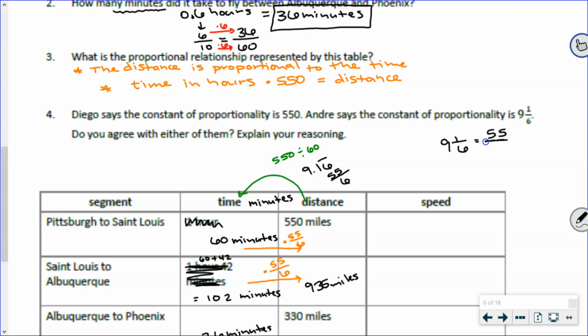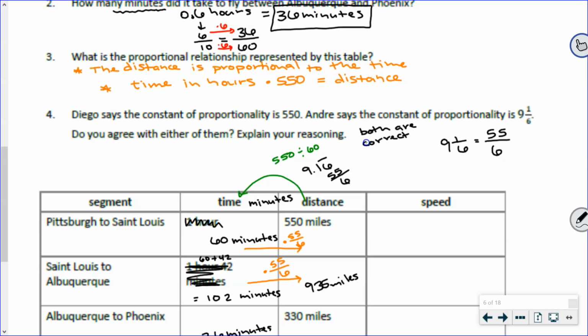And if you don't understand that connection, that is actually not something that I will be going over. That is probably 4th, 5th, 6th grade material, converting from mixed numbers to improper fractions. So 55/6. So both of them are correct. They just use different units of measure. Diego used hours and Andre used minutes.